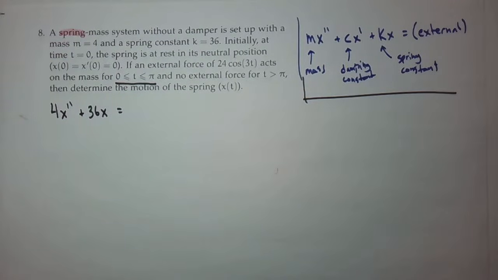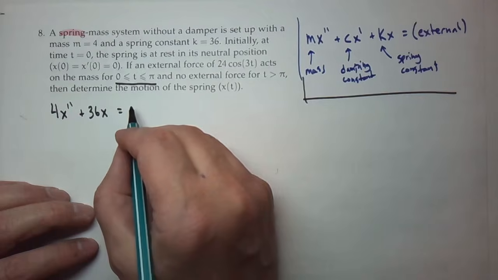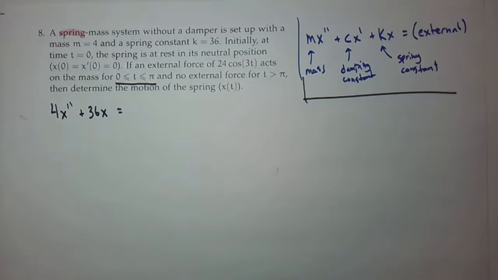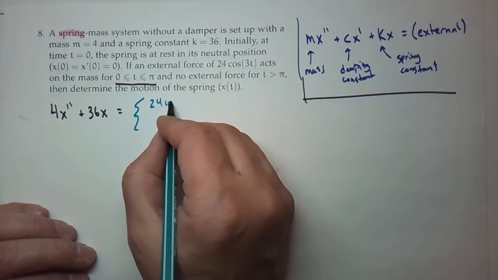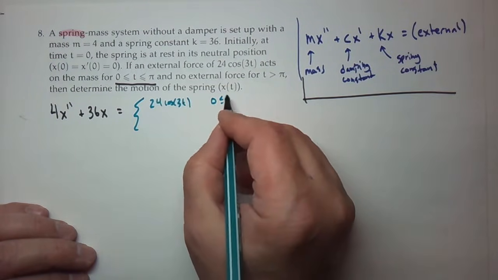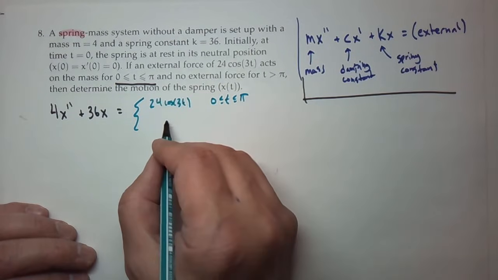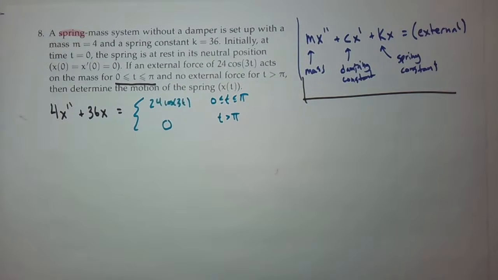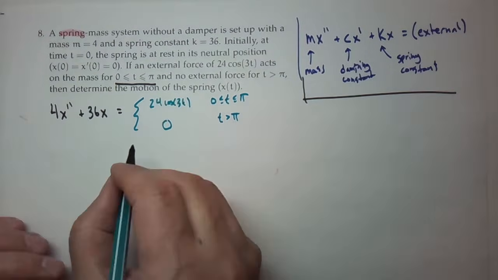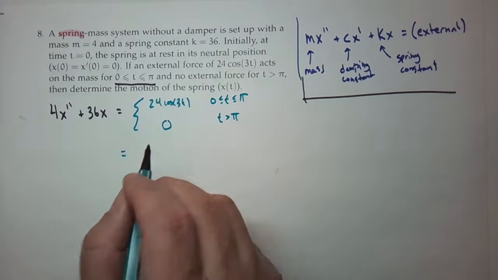Cool. So with this in mind, we know our external force is piecewise, because we see that something happens. In particular, our external force, we could write it as 24 cosine 3t for 0 less than or equal to t less than or equal to pi. And then there's no external force, also known as 0, if t is greater than pi. But of course, that's not going to help us find the answer, because that's not Laplace transform friendly. So we rewrite it using our tools. What will this become?